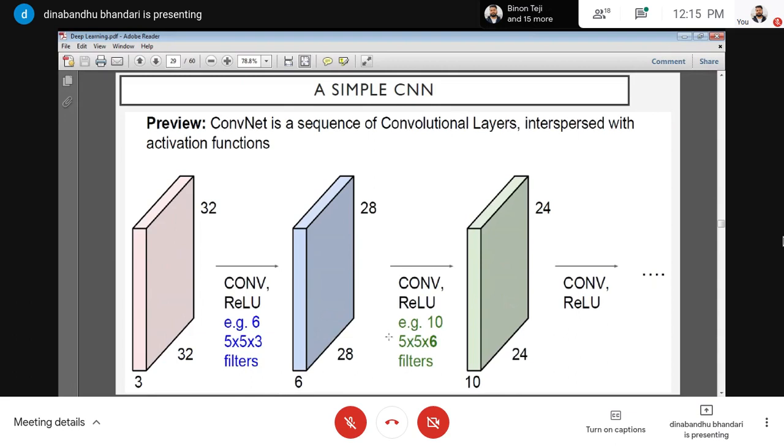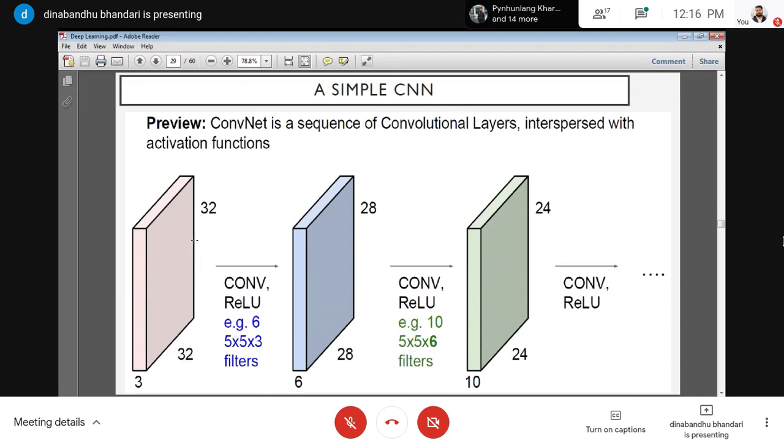Okay. Then again you use one 5 by 5 by 6 filter. Note that this is 6 activation maps; you have to convolve everything. So with maybe 10 such filters, you will get 24 by 24. 2 will be deducted on this side, 2 on this side. Okay. So then you will get another one. So 24 by 24, how many will you get? 10 activation maps. And then go ahead.